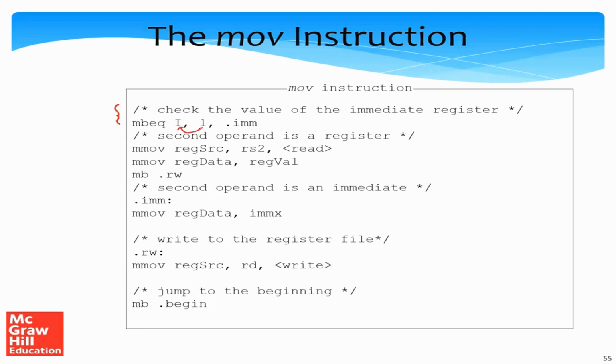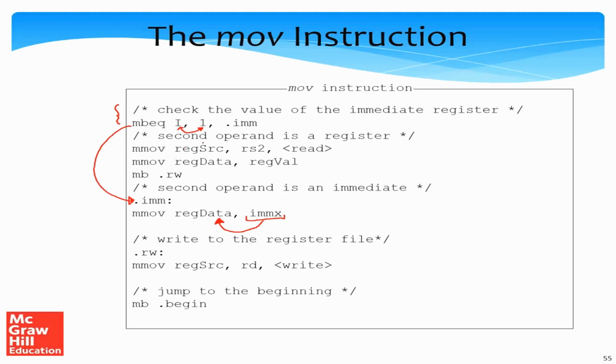So we read the value of the I micro register, which has been populated in the decode step. We compare it with 1. If the comparison is successful, which means I contains 1, we directly jump to .im. So what we do is that the contents of imx, right, the extended immediate, are written to reg data. So reg data, recall, is the register which contains the data that needs to be written to the register file.